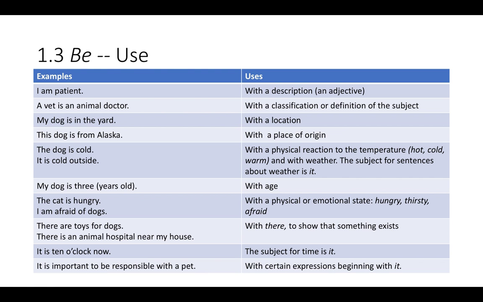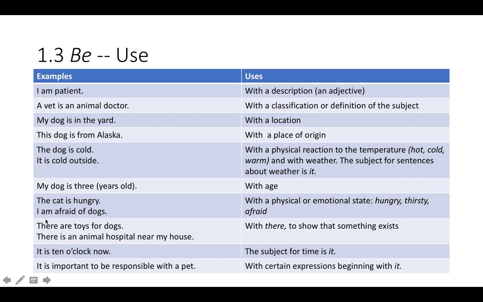And I never use has. This is the verb to be. It's not the verb have. In some languages you use have for the age, but we use the verb to be. Okay, if I'm describing physical or emotional state, hungry, thirsty, afraid, the cat is hungry. I am afraid of dogs. These are forms of the verb to be.